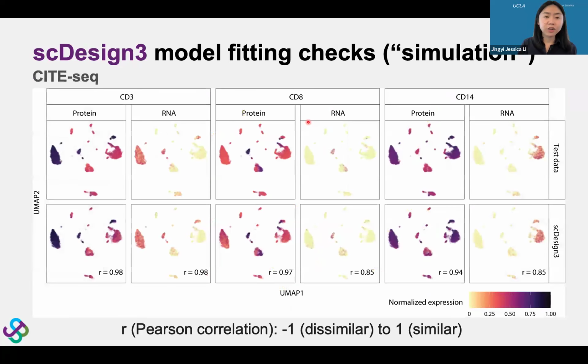CITE-seq is another technology that allows you to measure RNA and their accompanying protein expression on the cell surface. So for these 3 immune markers, we can have both protein and RNA. What we try to show here is that besides mimicking RNA and protein separately, we also capture the relationship between the protein and RNA. So pairwise, we still have the similar protein-RNA relationship in our simulated data.